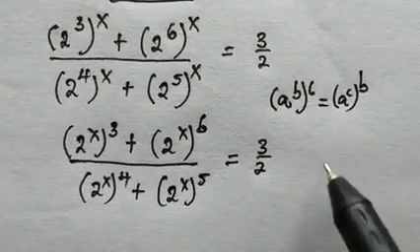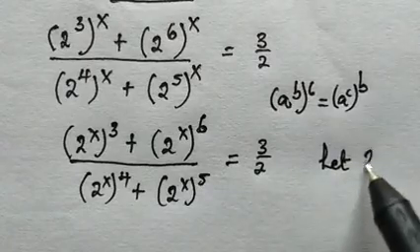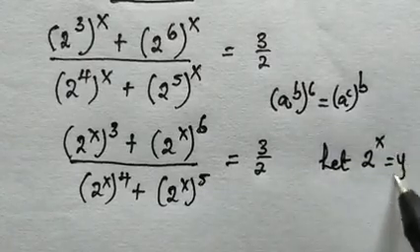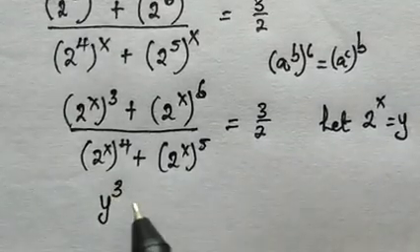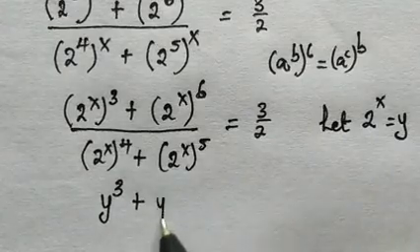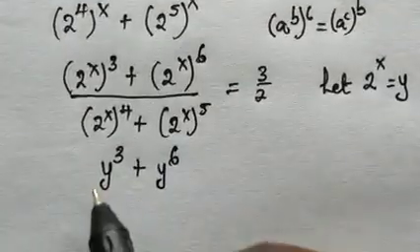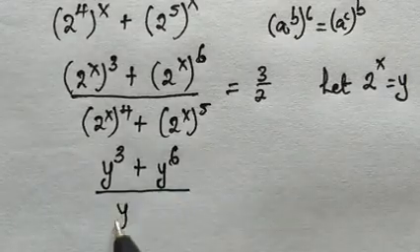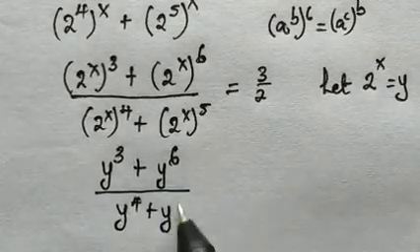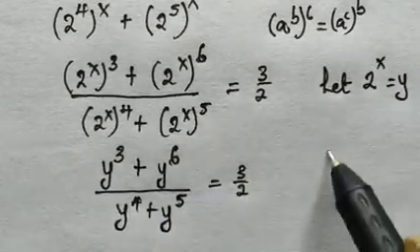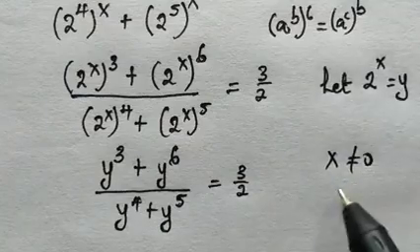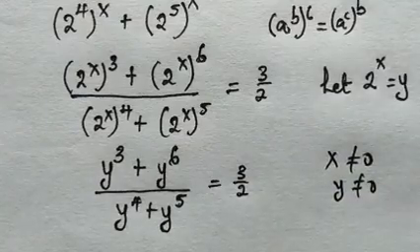Let us make the following substitution. We're going to let 2 to the power of x equals y. Then we derive the following equations. y to the power of 3 plus y to the power of 6, then divided by y to the power of 4 plus y to the power of 5. This is equal to 3 over 2. Remember that x is not equal to 0. Also, y is not equal to 0.